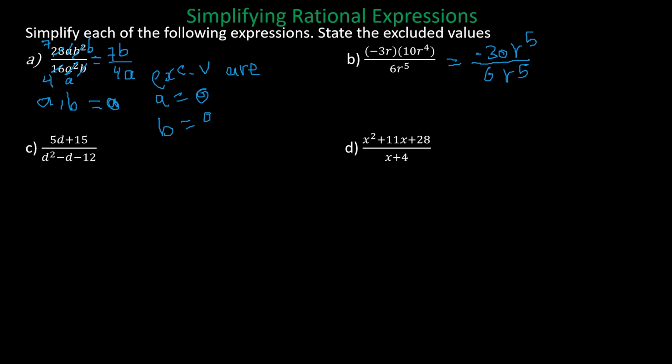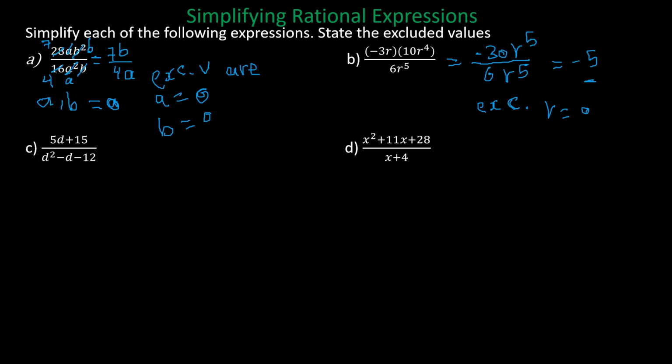To simplify, we make negative 30 over 6, which is negative 5, and r to the power of 5 over r to the power of 5 equals 1. So the final answer will be negative 5, and the excluded value should be taken before we simplify. r to the power of 5 equals 0, so the excluded value is r equals 0. Let's go to example C.